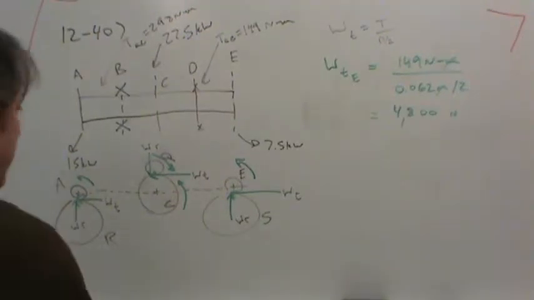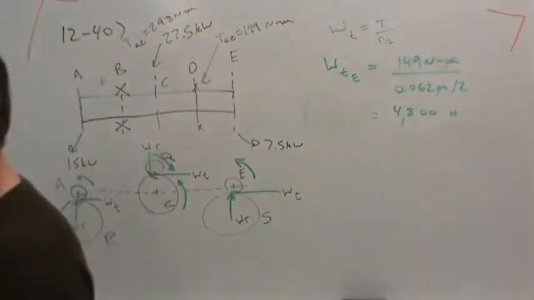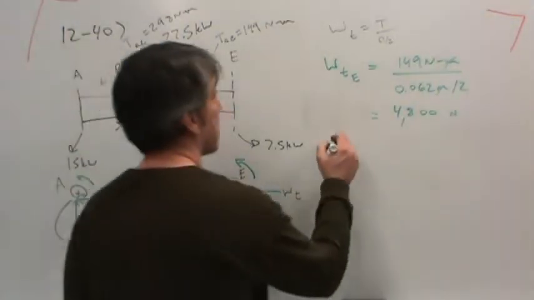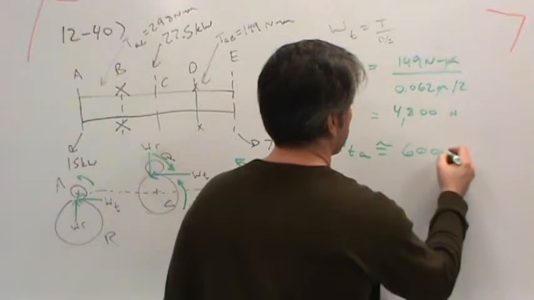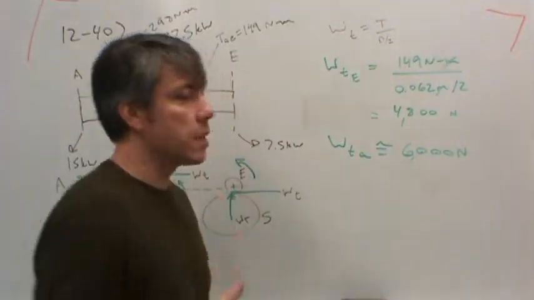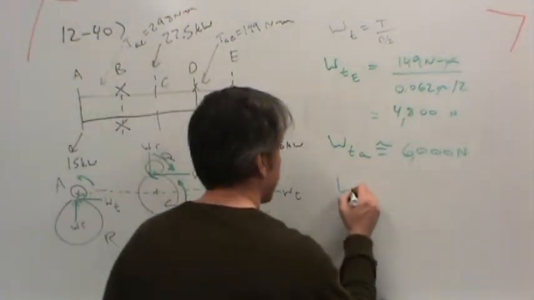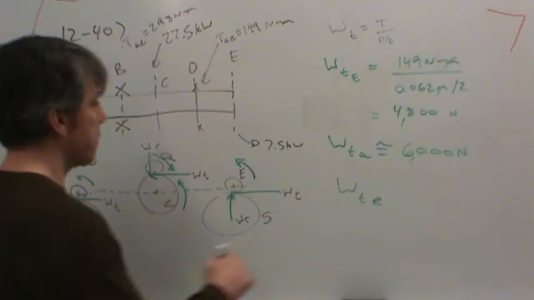Okay, so we've got the tangential load at E. We went to the spreadsheet and calculated the tangential load at A as well. At A, we got a tangential load of about 6,000 or so. So at A, tangential load is about 6,000 newtons. You can see the details in the spreadsheet if you're just watching the video. But we'd like to get the tangential load at C.